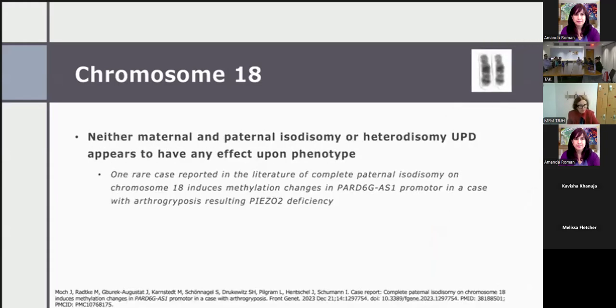For chromosome 18, neither maternal or paternal isodisomy or heterodisomy appears to have any effect on the phenotype. There has been one rare case reported in the literature of complete paternal isodisomy on chromosome 18, leading to changes in piezo2 deficiency, which is Dr. Al-Quatli's favorite gene, which is why I brought it here, and resulting in arthrogryposis.